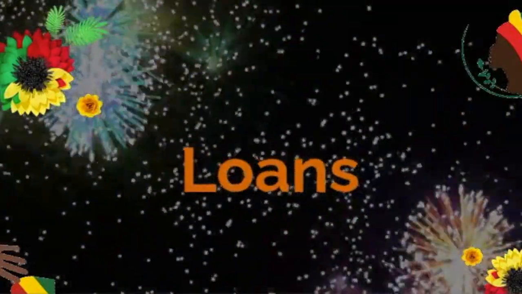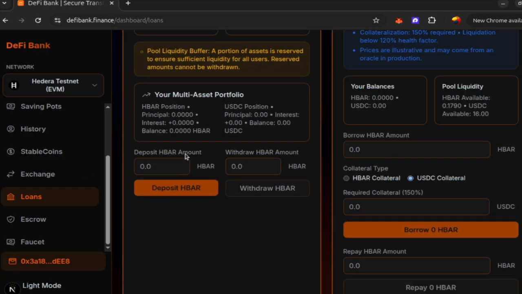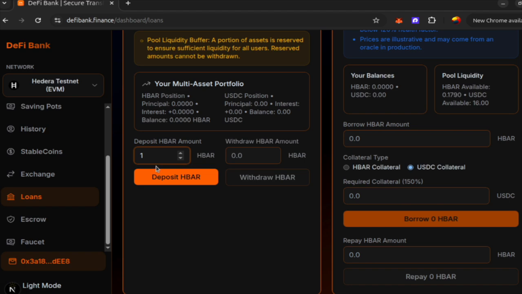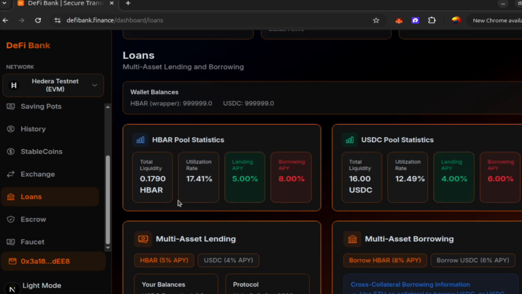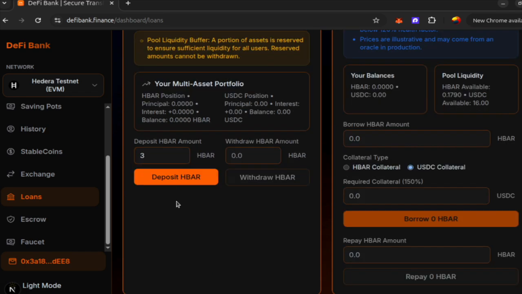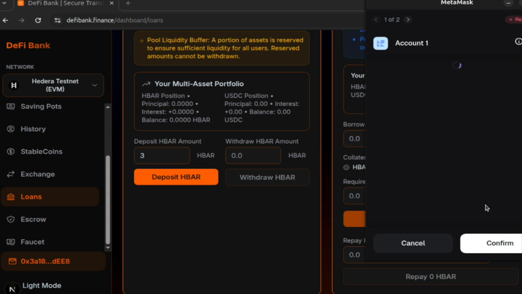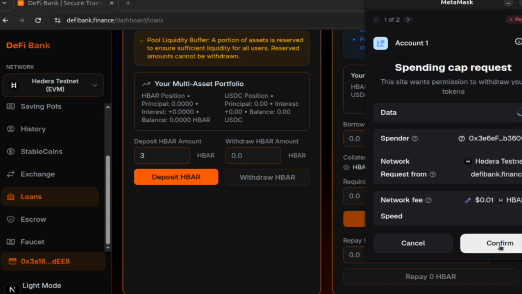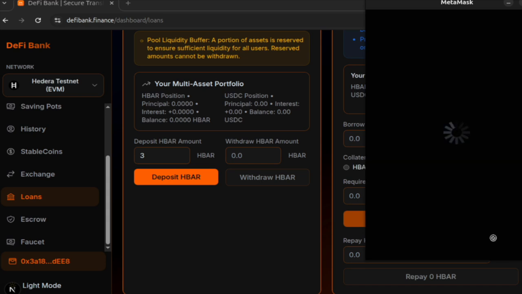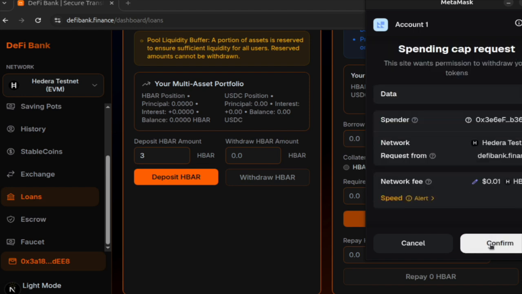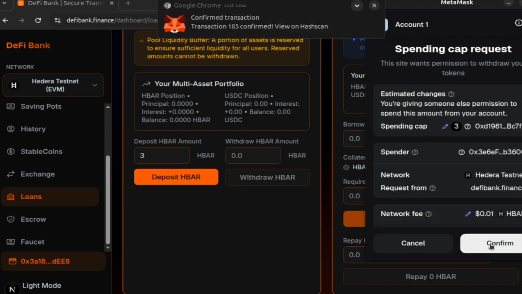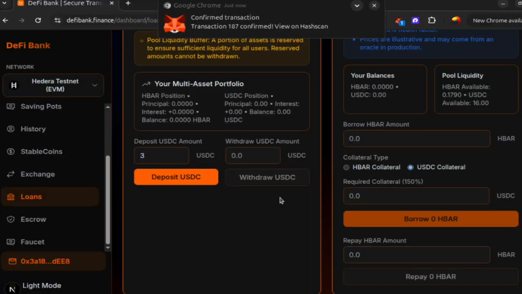Loans. You can deposit HBAR and USSD to earn interest. You can also borrow against your USSD or HBAR. Transaction confirmed and successful on HashScan.